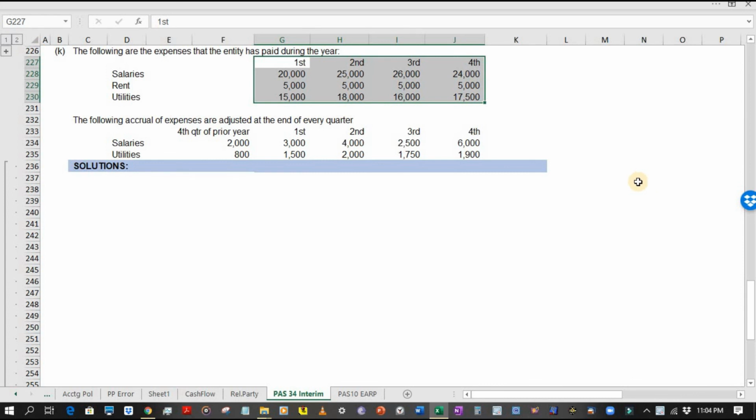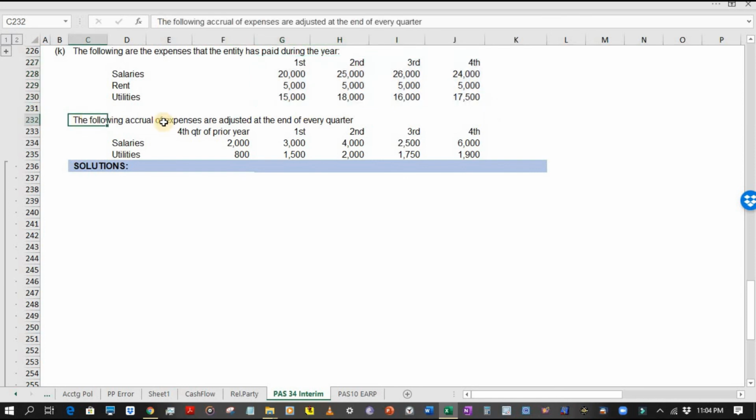So to determine the accrual basis expense of salaries, rent, and utilities, we need to consider the additional information. The following accruals of expenses are adjusted at the end of every quarter. Similar to annual reporting, in the preparation of the annual financial statements, we make adjustments for accrual of expenses at the end of the year. The same procedure will be applied for interim purposes.